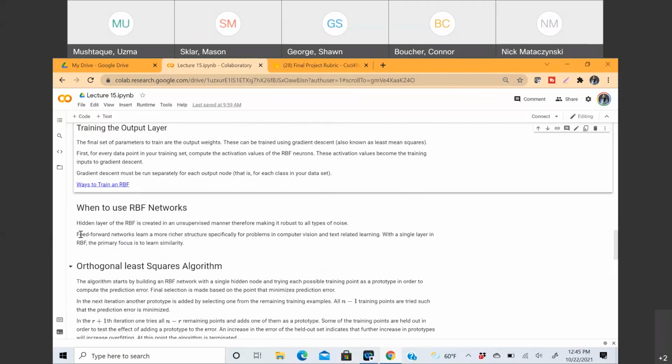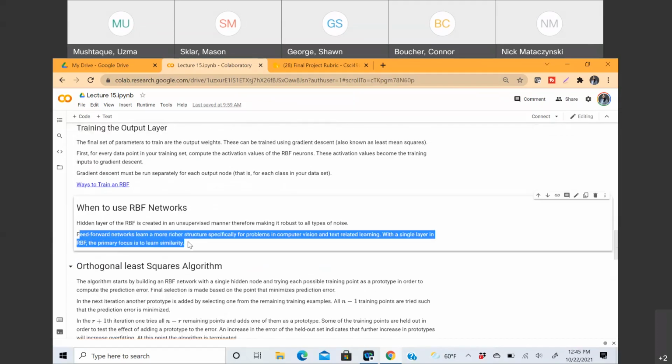Okay, I think I already talked about this one: feed-forward networks learn a richer structure for certain problems like computer vision and other text-related problems. So we cannot use RBFs there, obviously. Those are some of the things you have to keep in mind when you're using RBFs.